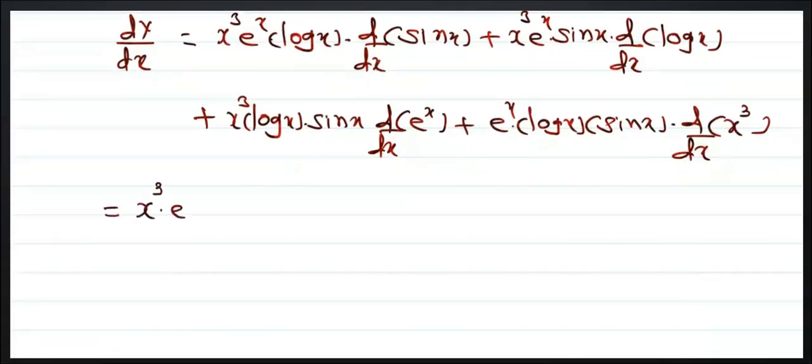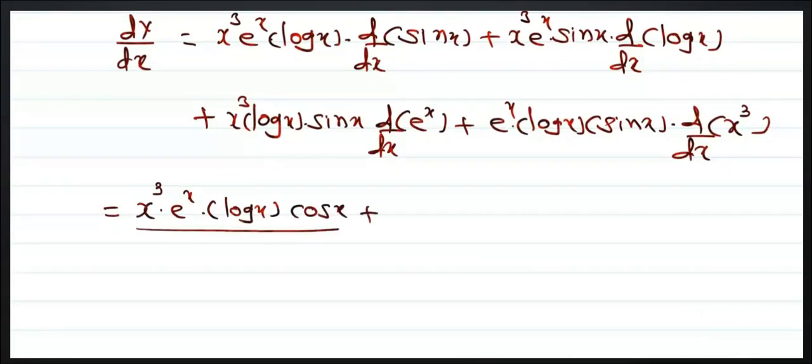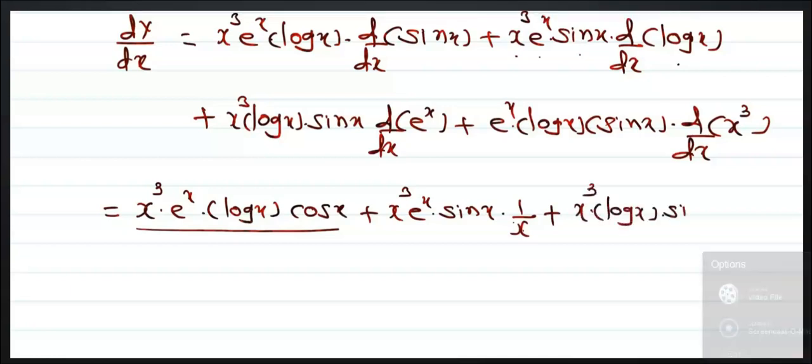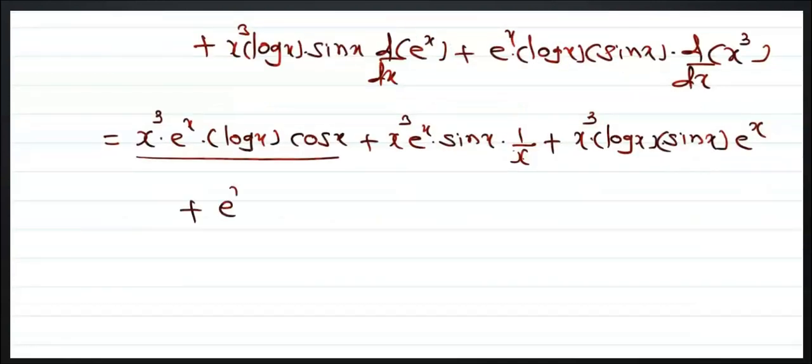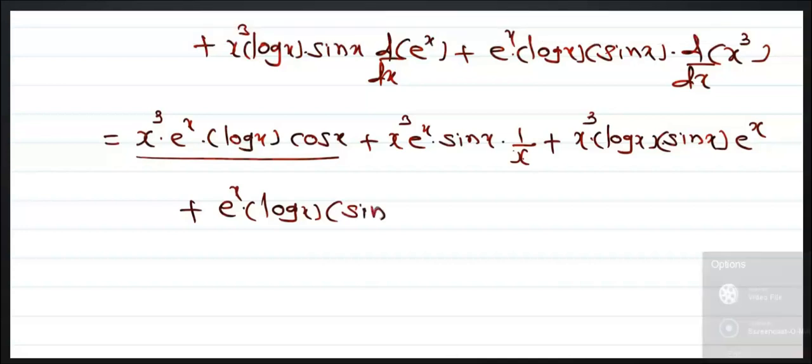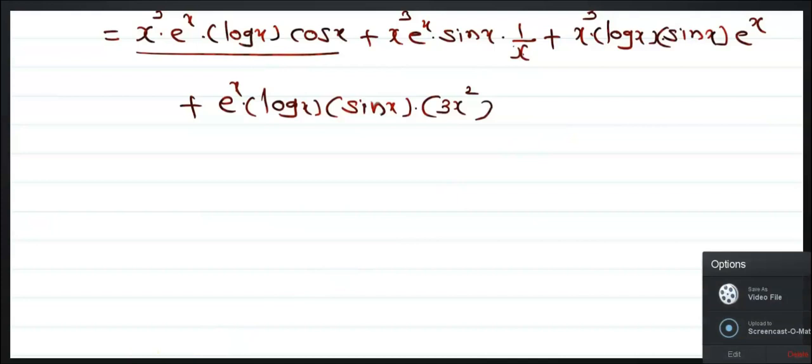Therefore x cube e raised to x log of x into cos of x. Next is x cube e raised to x sin x, 1 upon x, plus x cube log of x into sin x into e raised to x, plus e raised to x log of x into sin of x, 3x square, the derivative of x cube.